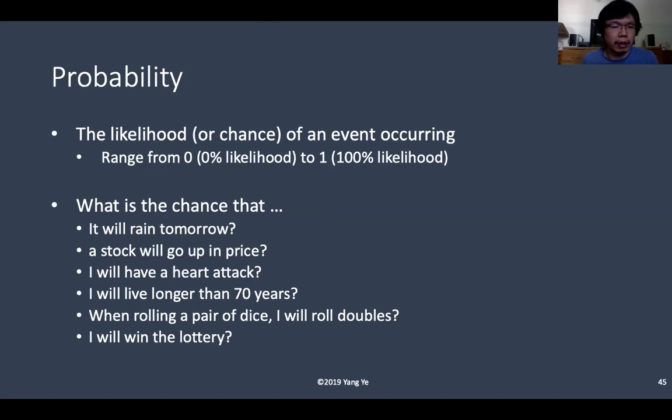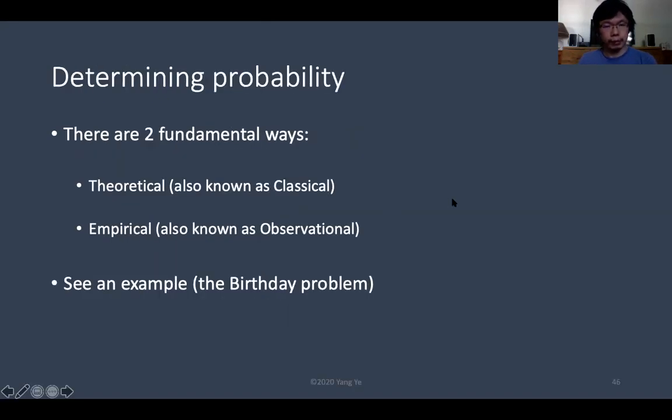Whether a stock will go up or go down. Or if you roll a pair of dice, what's the likelihood that it will roll doubles, right? Or will I win the lottery, for example? Okay? So in order to determine probability, there are two fundamental types of ways.